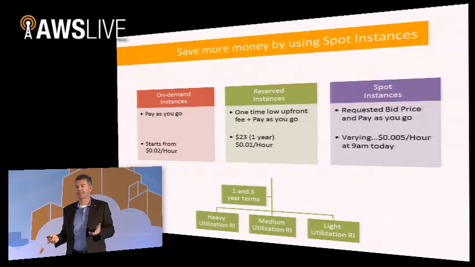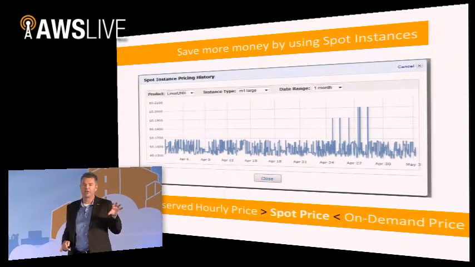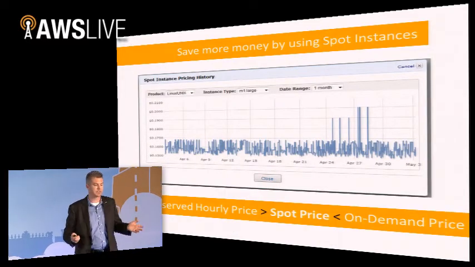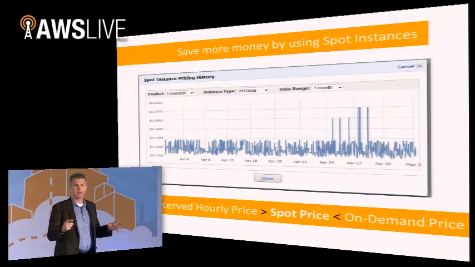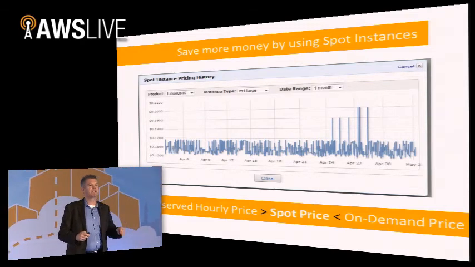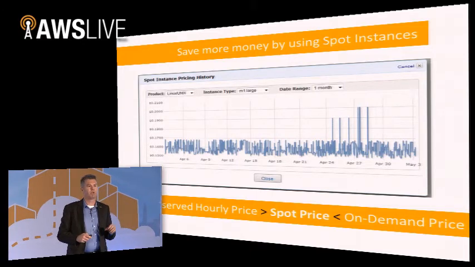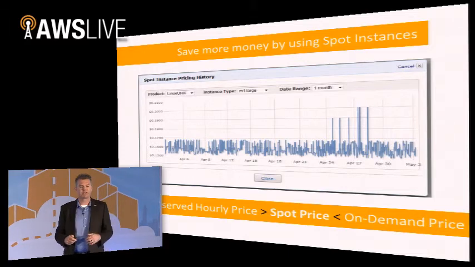You have full access, if you go to the management console, to have a look at the price history. This is an example over a period of a month of an M1 extra large in one of our data centers. You can see that the price actually varies quite considerably in a certain band over a period of a month, and there are infrequent spikes every now and then.